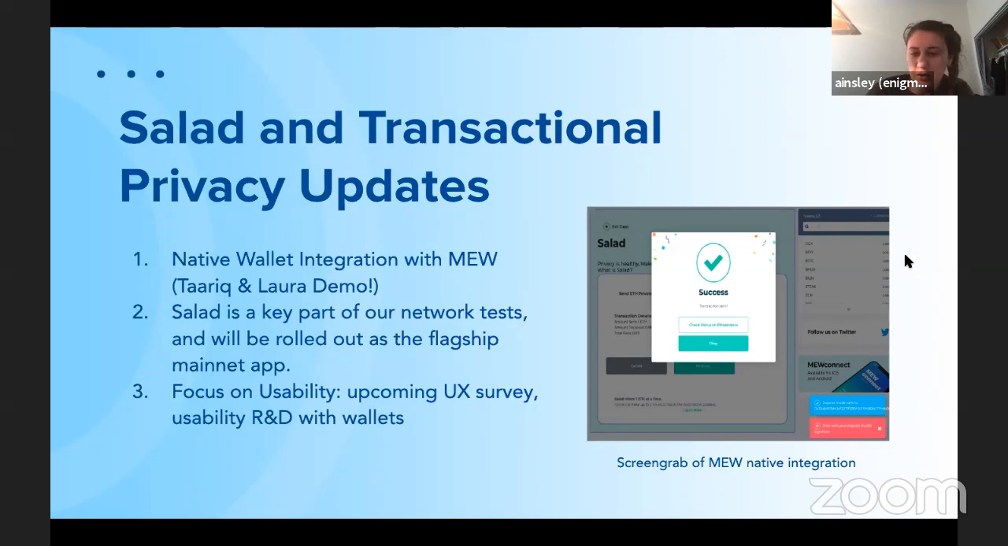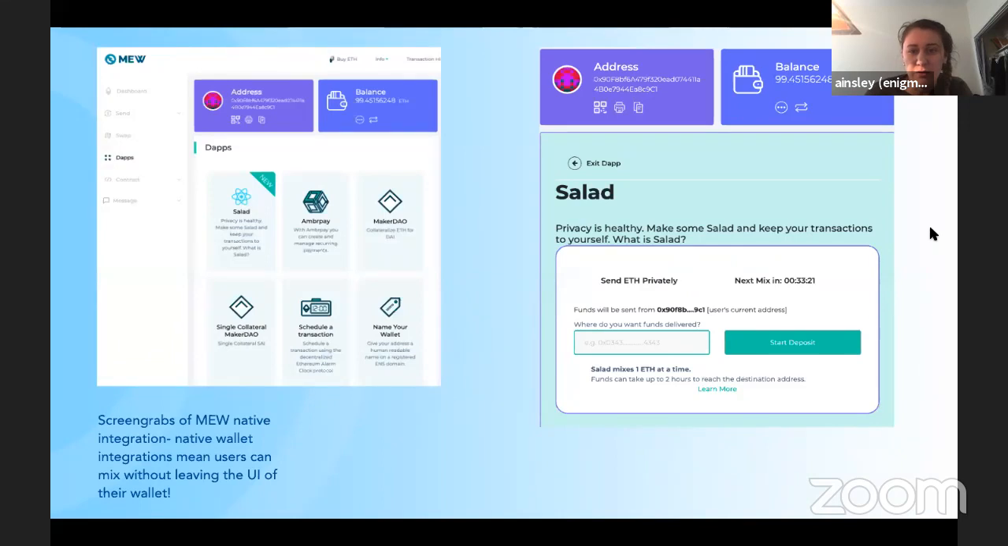With that, I'm going to turn it over to Tariq, who can give a very brief overview of where he's at, how things are going, and just generally walk you through some of these screenshots. Thanks.